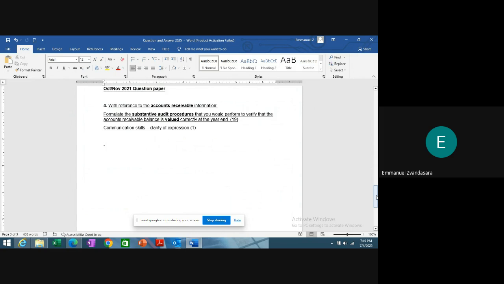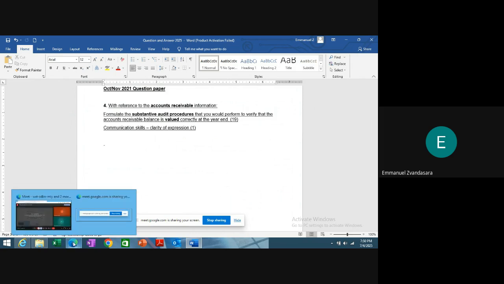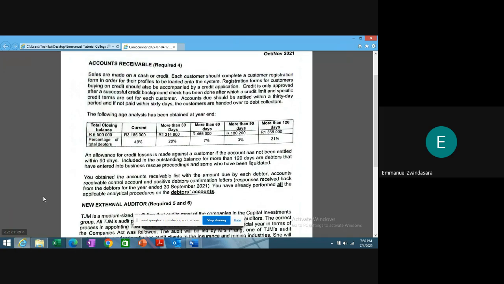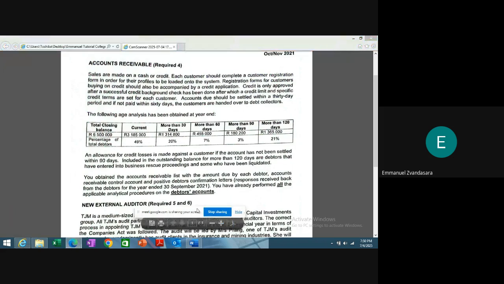Okay. So this is the question. We are looking at the valuation. We can also ask it to look at the presentation, right, or the cutoff of this accounts receivable balance. Okay. Now I'm going to read the question. Let me just deal with this question. Then next time we'll be dealing with the acquisition and payment cycle.